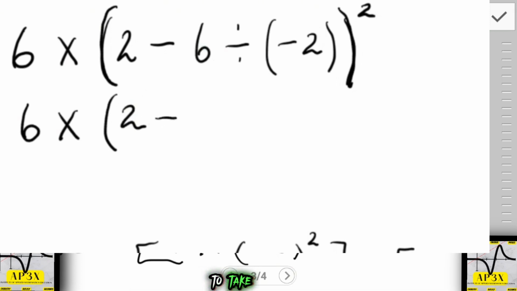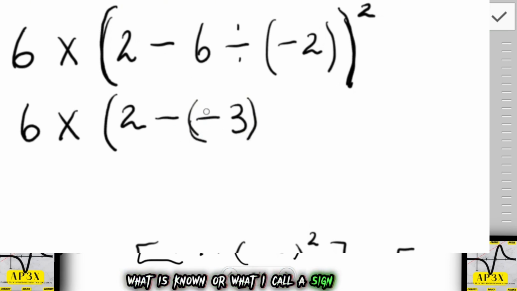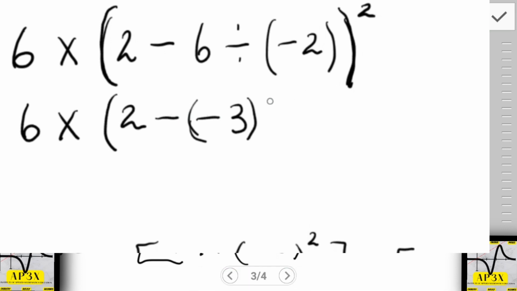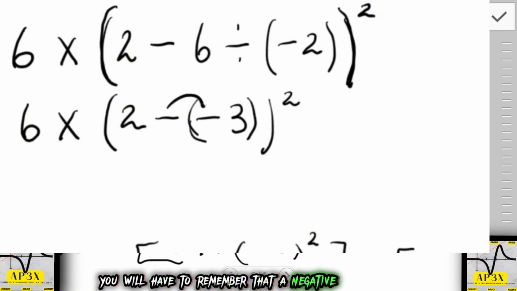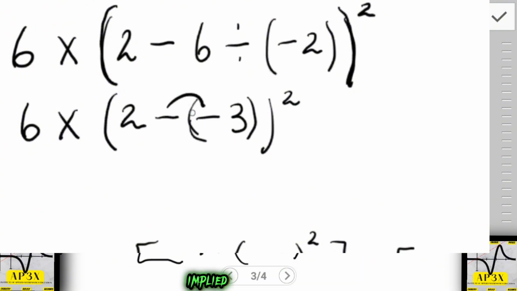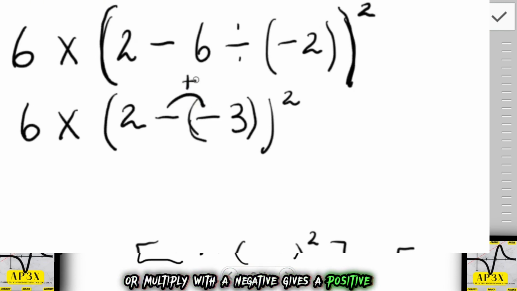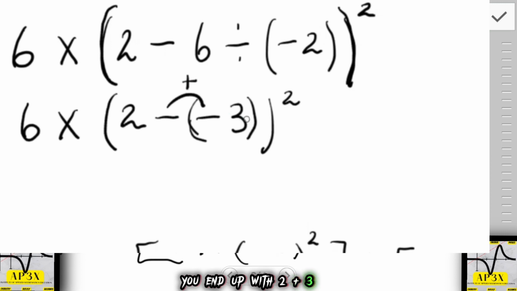2, take away, assuming that the 6 is positive, then 6 divided by negative 2 in fact becomes negative 3. So you've created here what I call a sign clash, which you're going to have to evaluate. And then you're going to see here squared. So you will have to remember that a negative, implied multiplication, a negative clashed or multiplied with a negative gives a positive. So you'll end up with 2 plus 3, which works out to be 5. I particularly do not like if you do it that way.